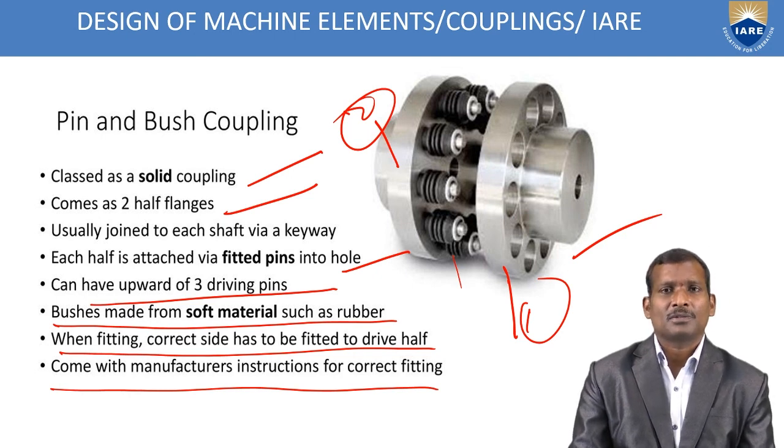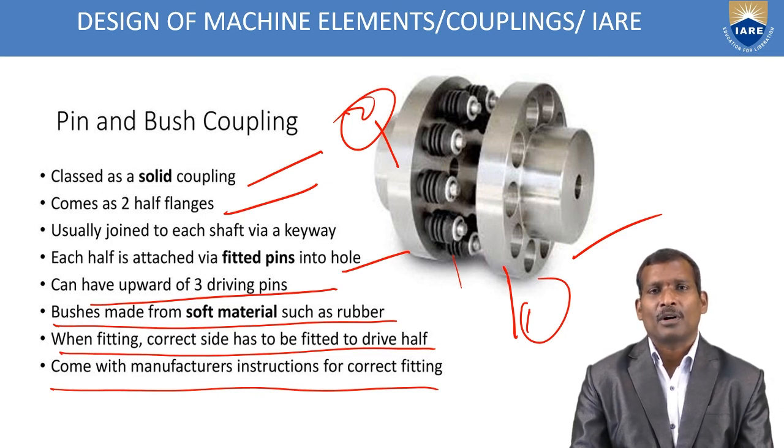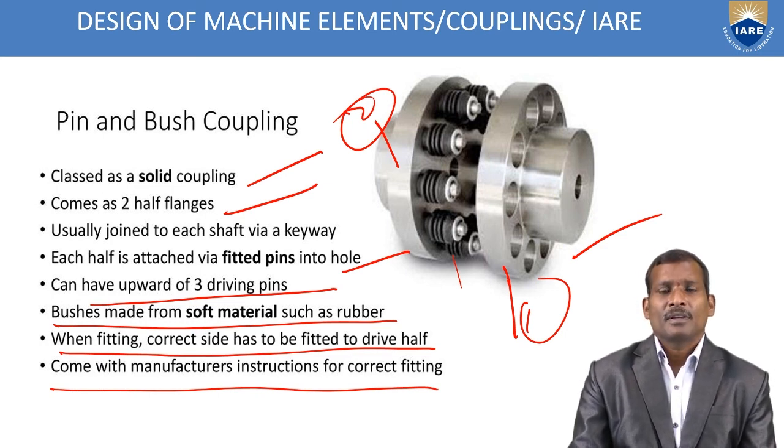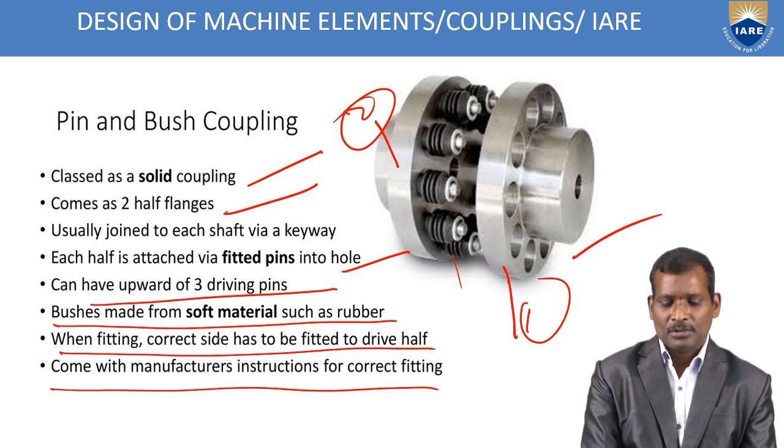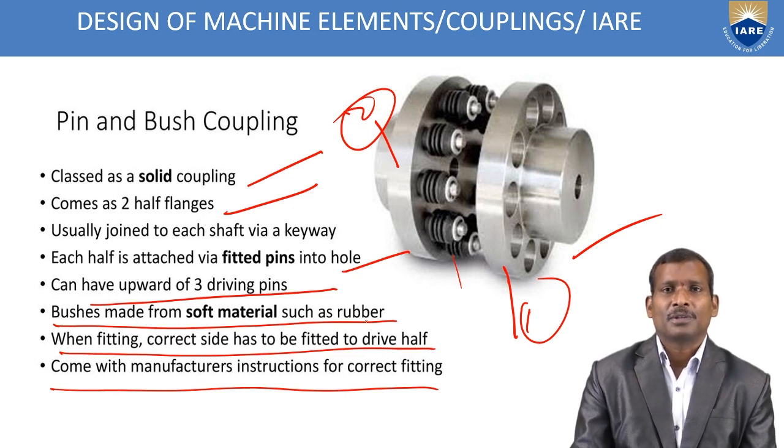This bush coupling also allows some misalignment and adjusts itself to many small misalignments, and it can control vibrations. It can reduce vibrations, so it can minimize the amplitude of the vibrations due to the soft material of the bush.